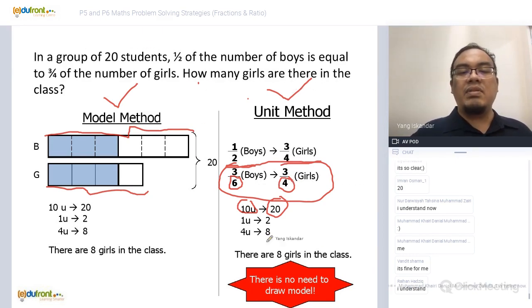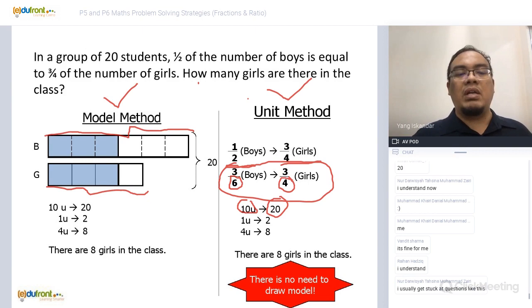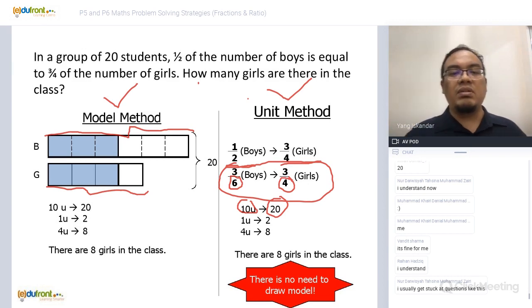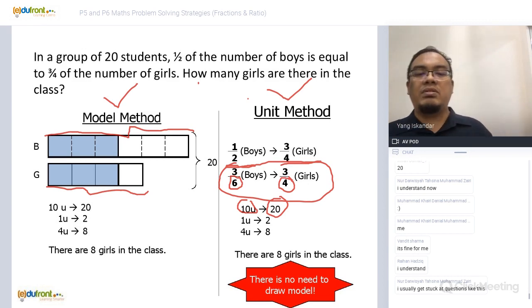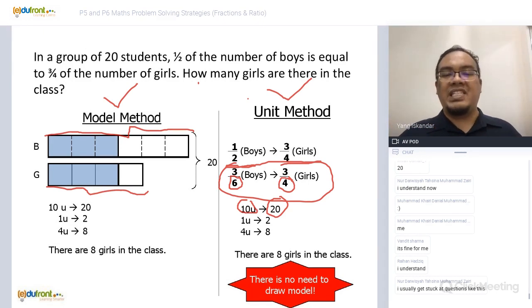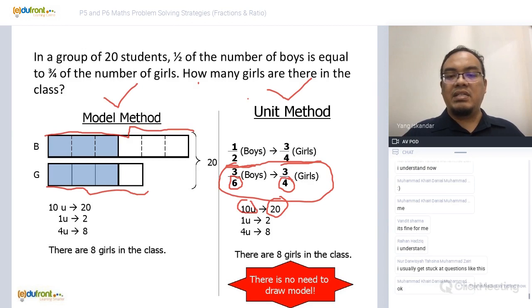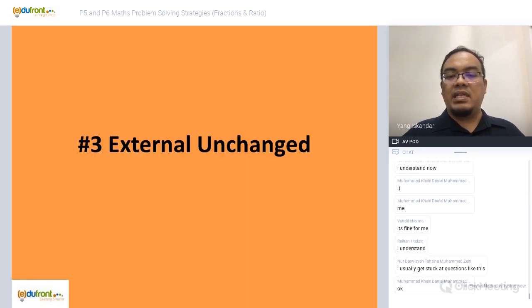Okay, so you can see that using the unitary method, you don't have to use the model method. Sometimes for some questions, it's not possible for you to use the model method because it's too complicated, too complex, right? You're going to have problems, and it's going to take a very, very long time. Okay, so the units method, you need to know, especially those P6 students who are sitting for your PSLE very soon. You need to know this unit method, right? So that it can help you to solve the word problem faster. Okay? All right. Okay, let's move on to the next strategy.